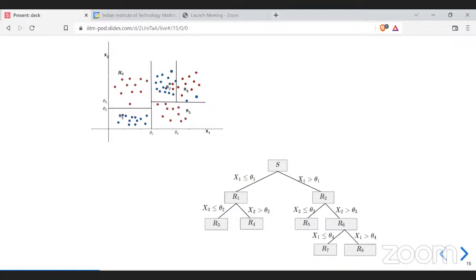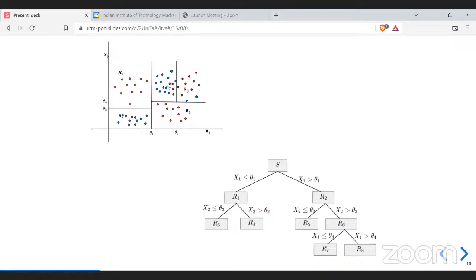Because it's a classification problem, the majority class wins. So in R3, it is a pure node because all the data belongs to class blue. So we will predict that if a point belongs to R3, it is predicted to be in class blue. For any new data point that belongs to R3, we will predict class blue. That's how we make predictions in the decision tree.